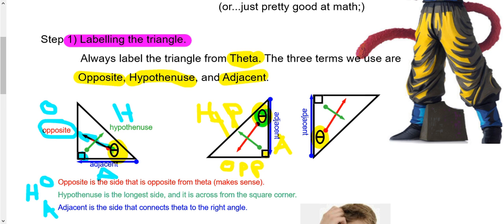All right, on this last triangle, there's our theta right in the corner. So looking from here, we see that this is our opposite. We see our square corner here, so this has to be hypotenuse. So that means the last side left, last leg standing, is adjacent. Now that's the first step. Is probably the most important step because everything else comes from the labeling. Remember, opposite, hypotenuse, adjacent.